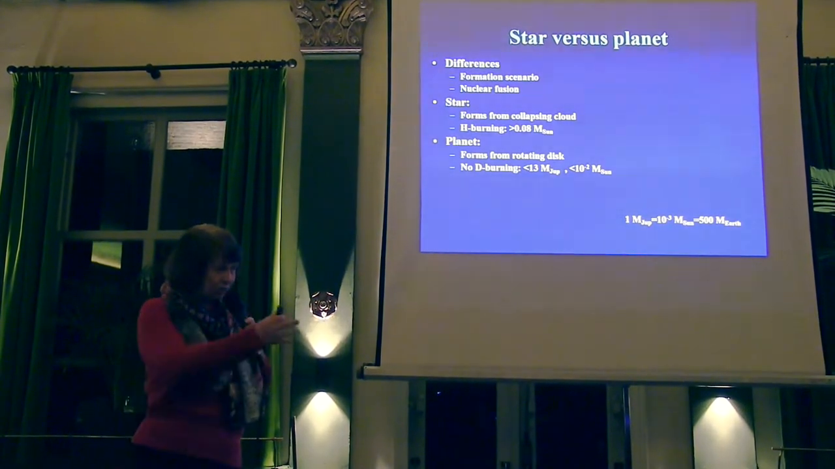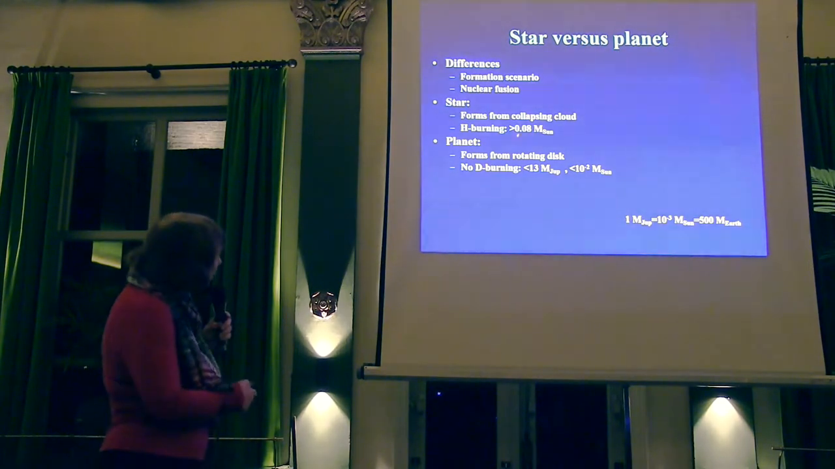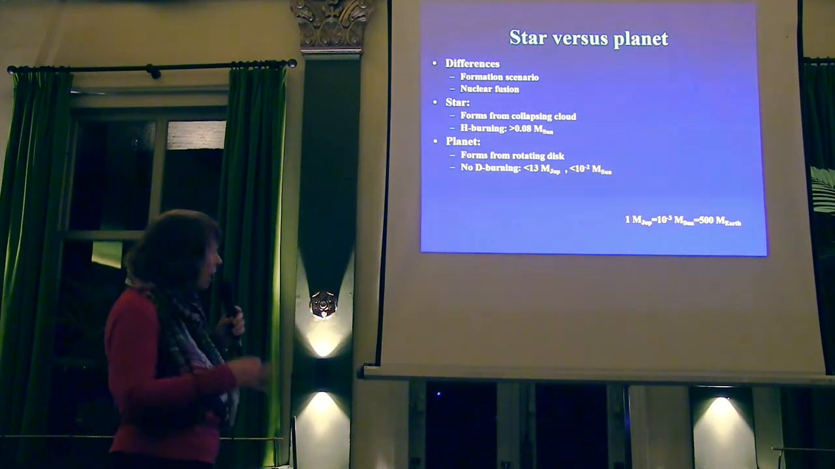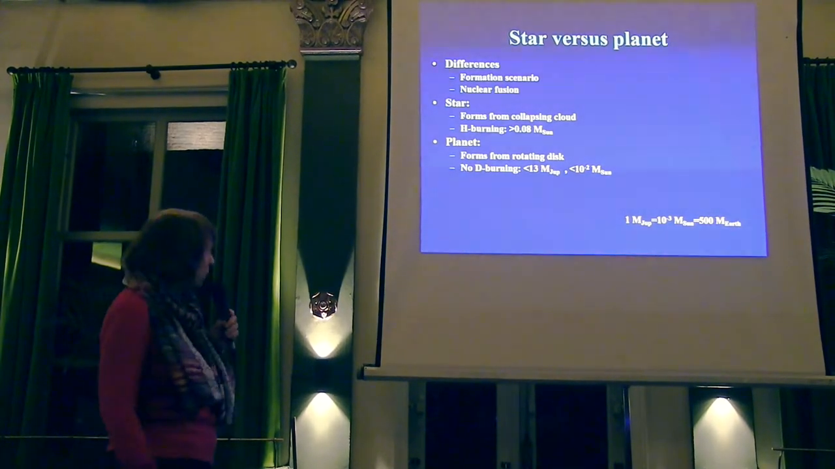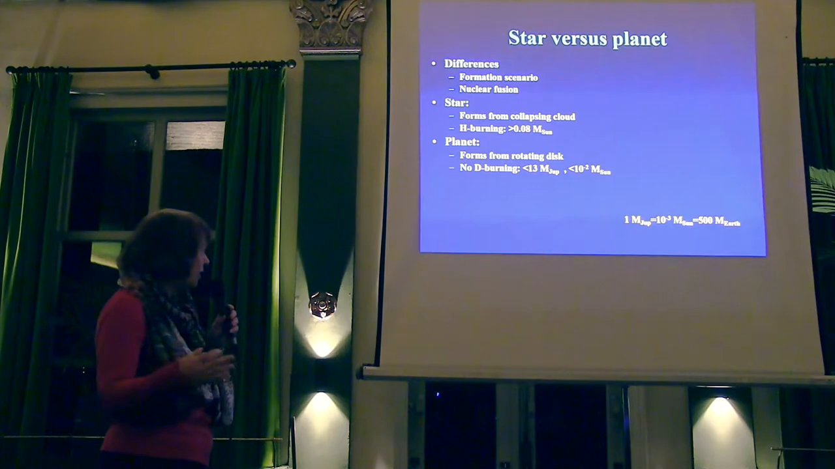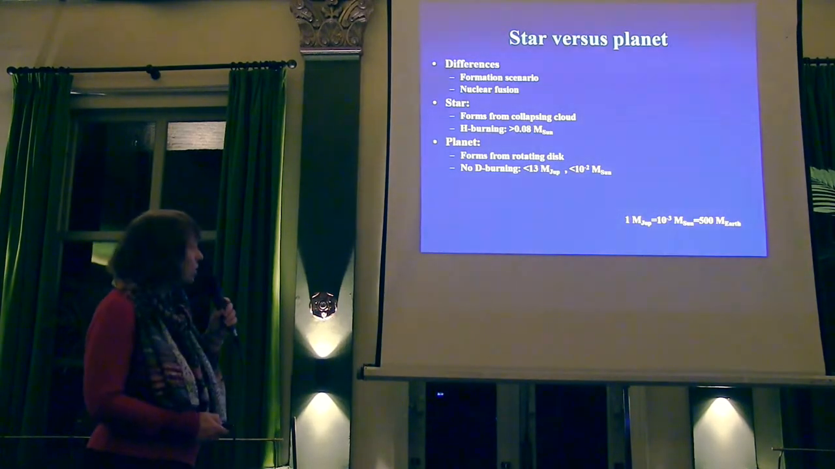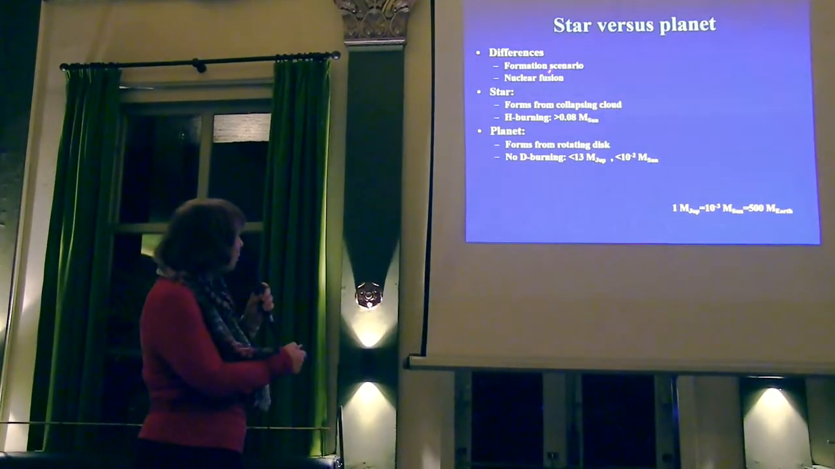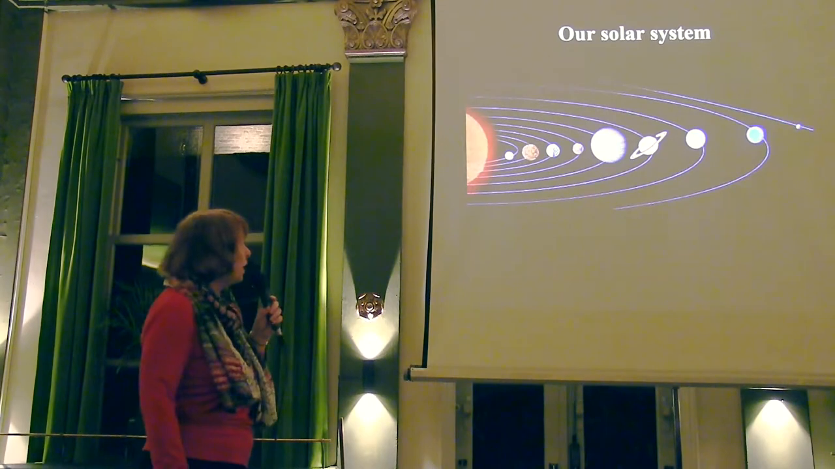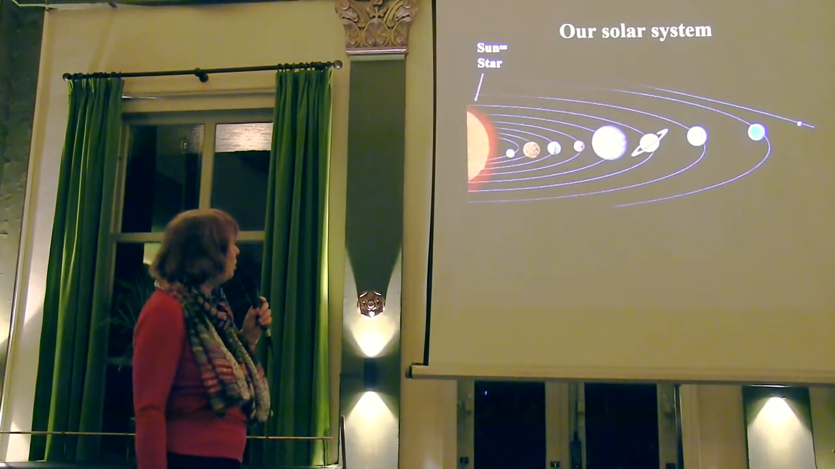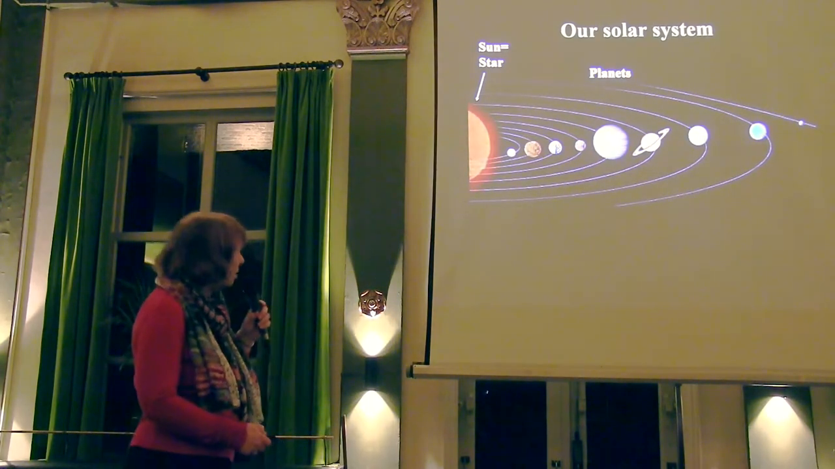And that has to do with the size, that's why size matters, whether or not it can ignite nuclear fusion. So basically it needs to be around 10% of the mass of our sun in order to be massive enough to start burning hydrogen, and that is when you have a star. Whereas a planet is less than, say, about 13 times the mass of Jupiter, the most massive planet in our own solar system. So those are two very important differences, formation scenario and nuclear fusion. I'll talk now in the rest primarily about the formation scenario. So, for our own solar system, just to remind you, our sun is a star, and the planets are the ones that we see down here.